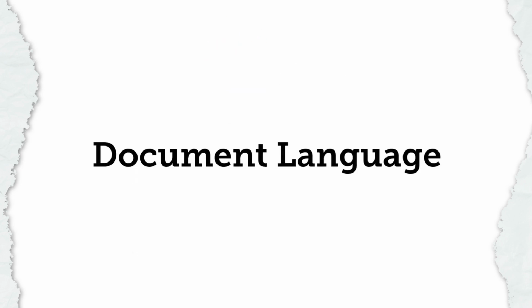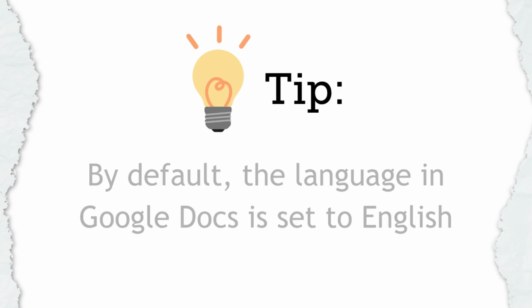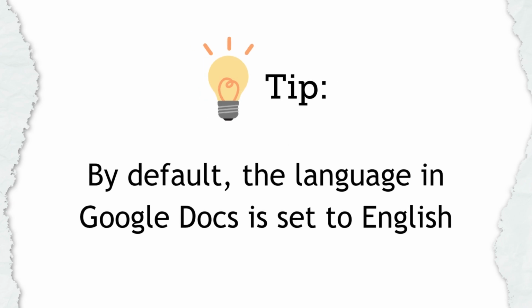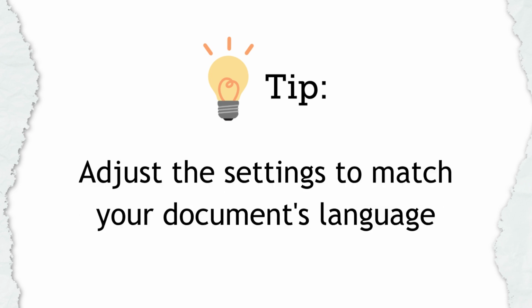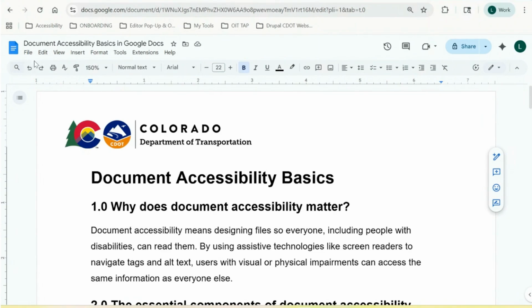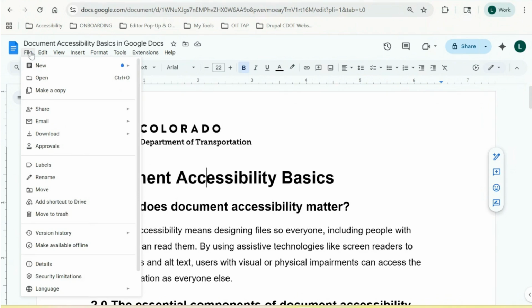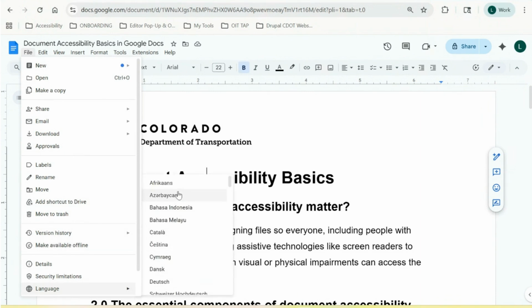Next, define the language of the document. By default, the language should be set to English in Google Docs. However, when you create a document in other languages, you will need to change the language setting. To set the language, go to the File in the top menu and select Language near the bottom of the list. Then select your preferred language from the menu that pops up to the right.